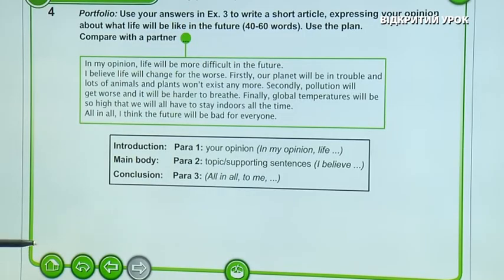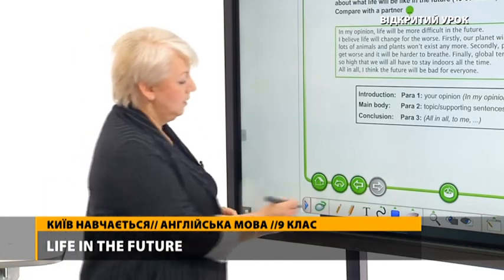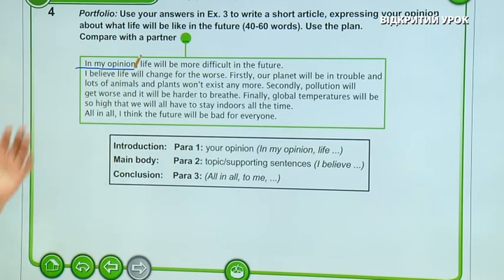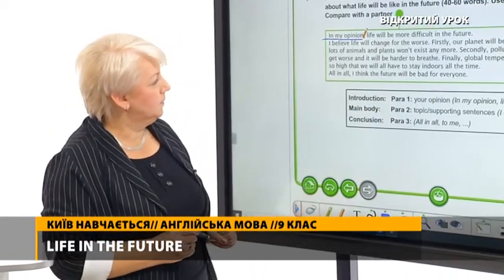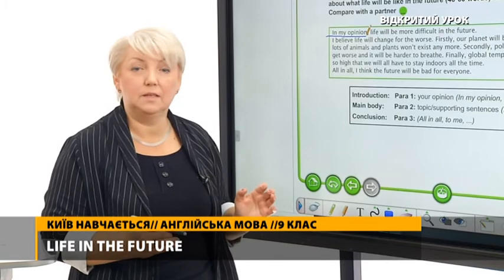In my opinion, life will be more difficult in the future. What's that? It's an introduction. What linking word do we have here? In my opinion, life will be more difficult. In my opinion, it's a linking word for introduction. Then, main body, topic sentence. Where is the topic sentence? I believe life will change for the worse. It's your statement. Then, supporting sentences will come.